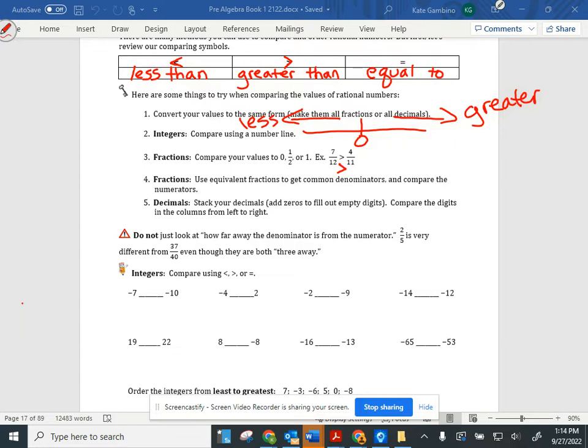Fractions, use equivalent fractions to get common denominators and compare the numerators. So sometimes it's not easy to know, so let's look at this.